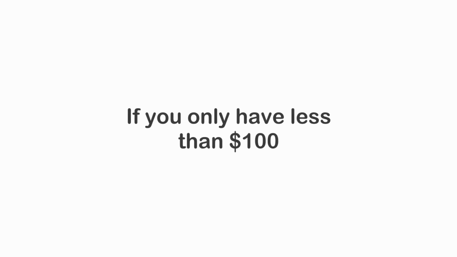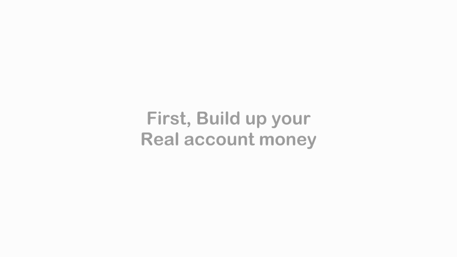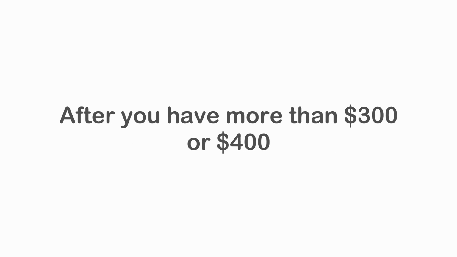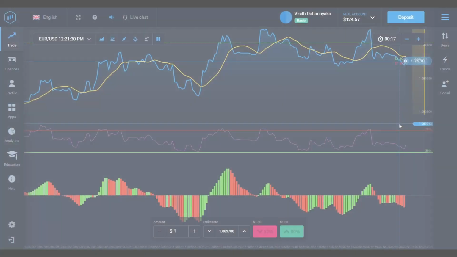If you only have $100 or less, never place a trade above $5. This will quickly drain your account's money and you won't be able to trade anymore. First put small trades and build up your real account money. After you have more than $300, $400, you can place big trades like $20 or $30.